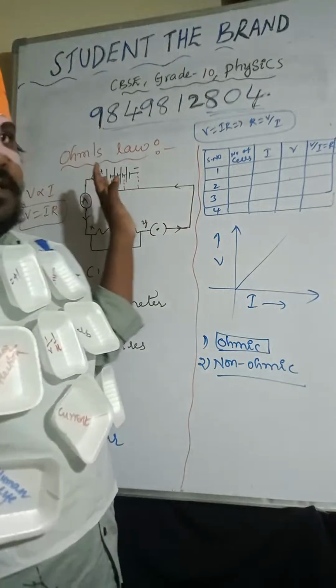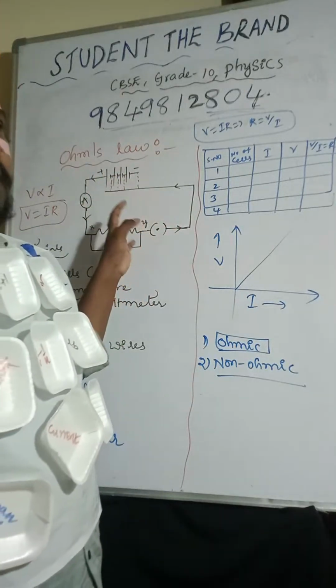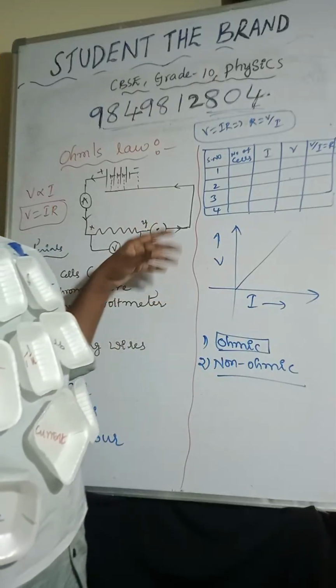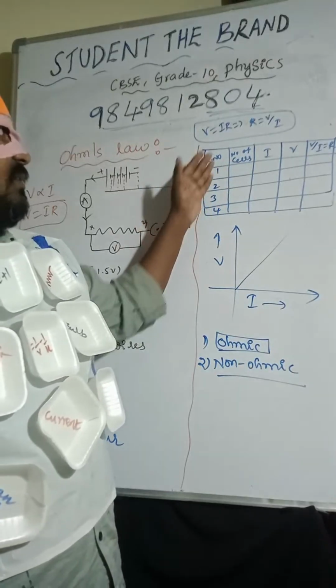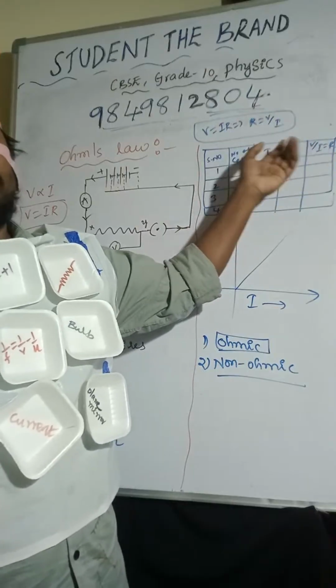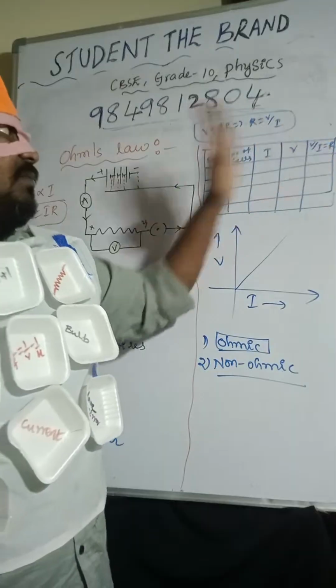So procedure: first connect one cell and note down the reading of the ammeter and voltmeter, and connect two cells and note down the readings, and repeat the process for 3 and 4. Mention the values in the tabular form given below. Serial number 1, 2, 3. Number of cells, ammeter reading is the current, voltmeter reading is the potential difference, V by I, that is nothing but R.